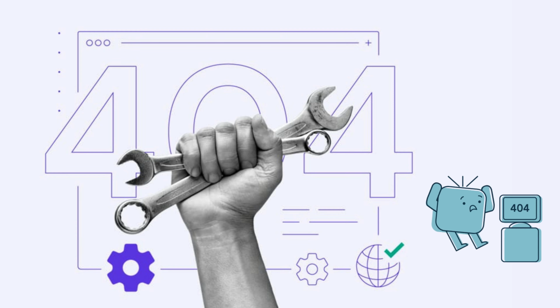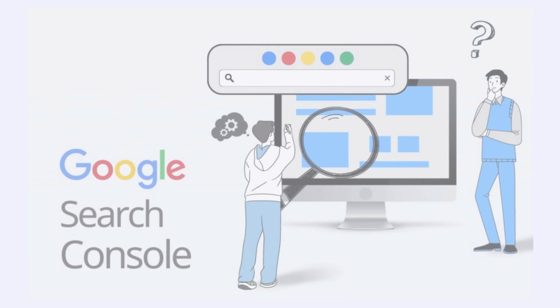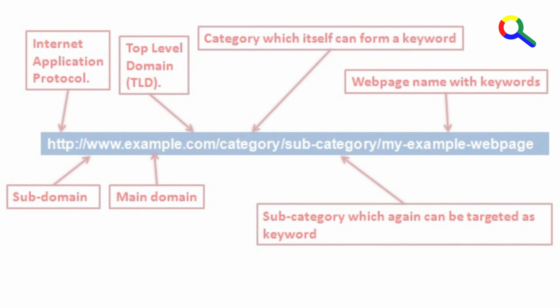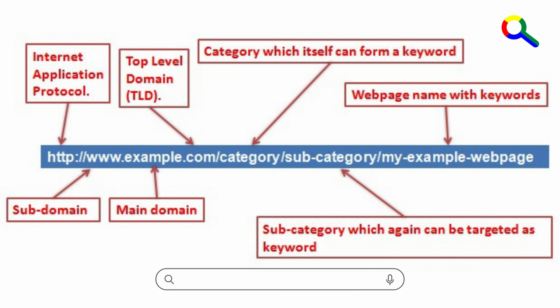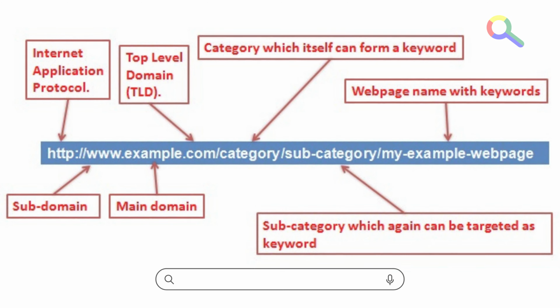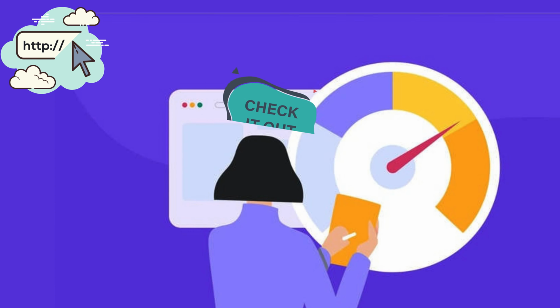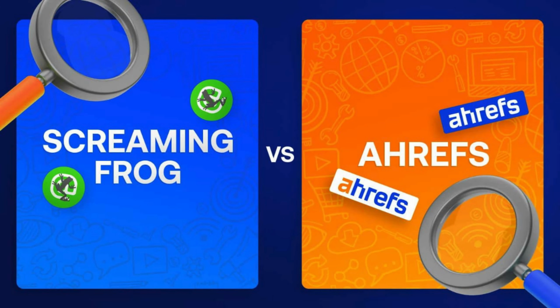To prevent future 404 errors, use Google Search Console regularly to monitor your site. Implement proper URL structure and avoid unnecessary changes to URLs. Set up automatic redirects if you move or delete pages. Test your website periodically using tools like Screaming Frog or Ahrefs.